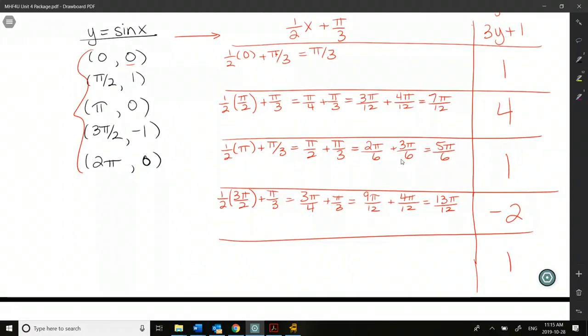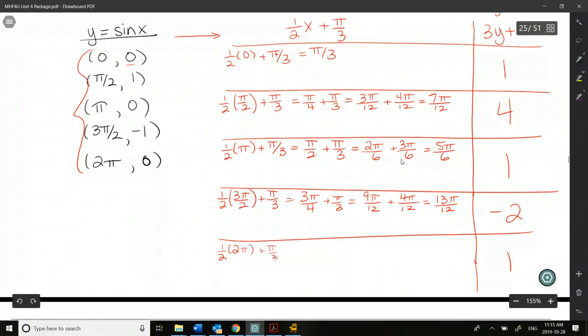Okay, and then last one, 2 pi. The 2 and 2 will cancel, and you're just going to be left with pi. And then again, common denominator. So 3 pi over 3 plus 1 pi over 3 gives us 4 pi over 3.